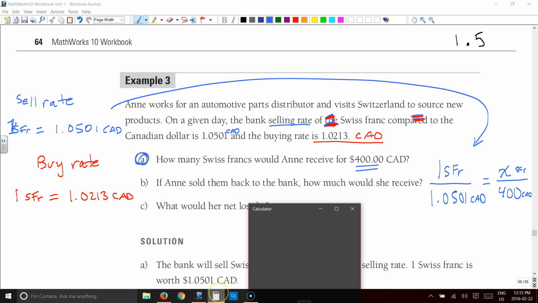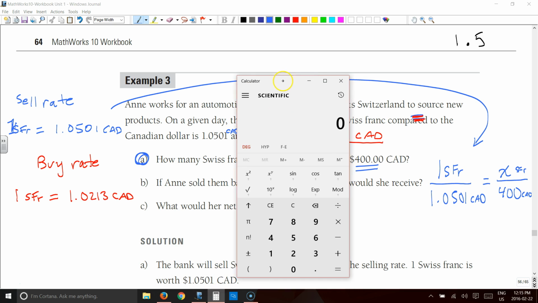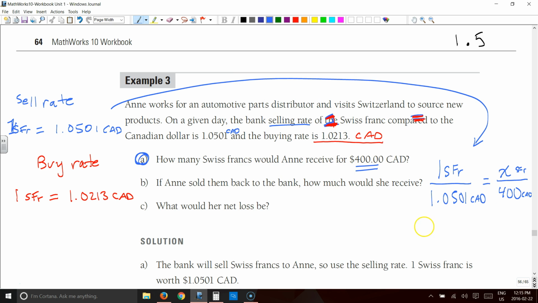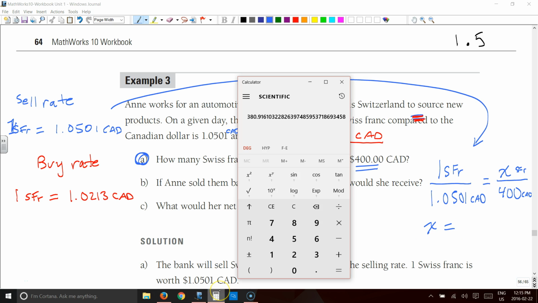So we are going to divide by the 1.0501 because it's across from the X. So we're going to have 1 times 400 divided by 1.0501. So that's going to be 1 times 400 is 400. 400 divided by 1.0501. Okay. So that means X in Swiss francs is equal to 380.91. Let's call it 380.92 because the 6 is here to round it up. So 380.92.